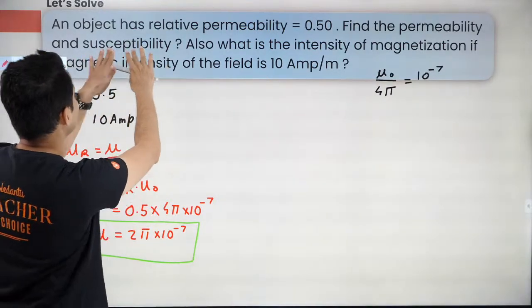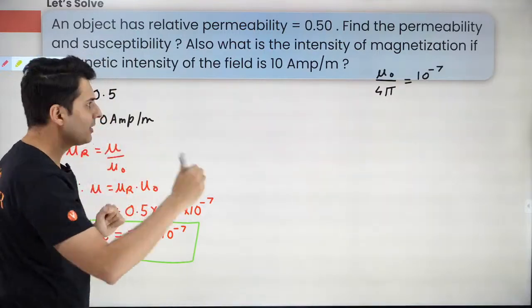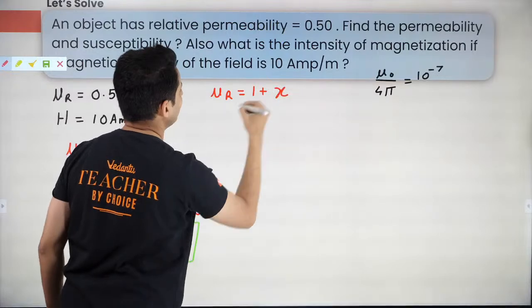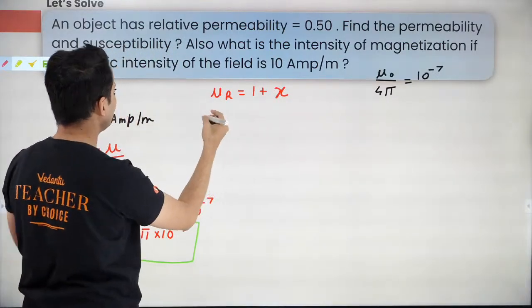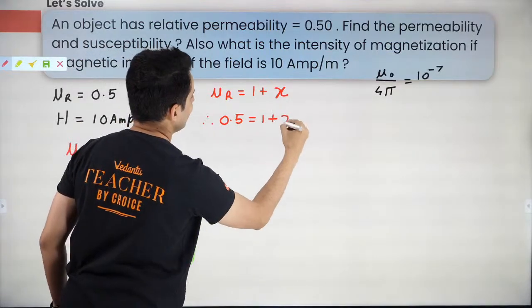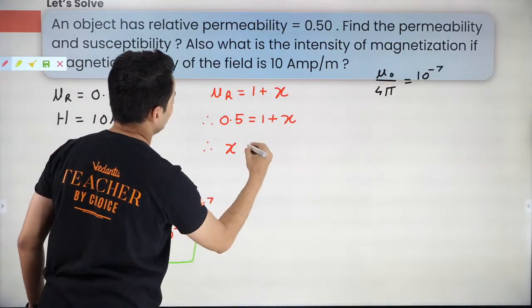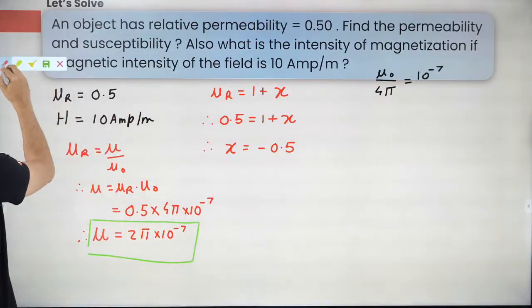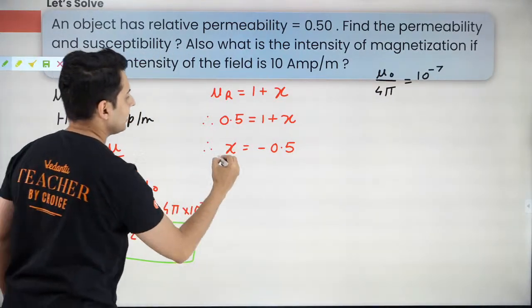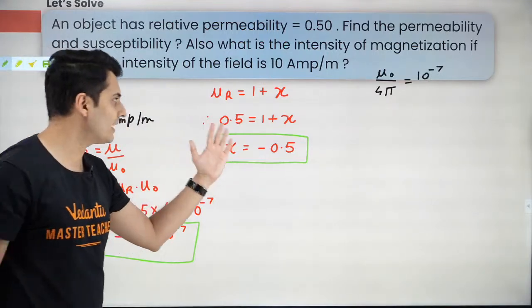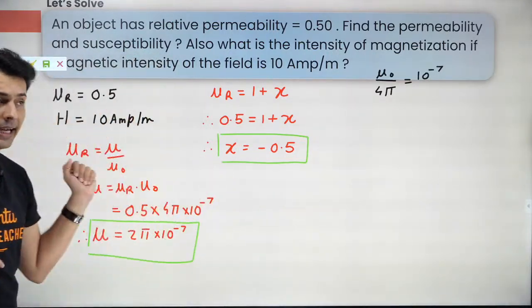Next, let's find out susceptibility. I think I just gave you the formula. Mu r is nothing but 1 plus susceptibility. Mu r is already known. It is nothing but 0.5. So obviously I can find the susceptibility. The susceptibility will be nothing but negative 0.5, guys. Check it out. The susceptibility will be negative 0.5. I hope this is clear. Okay, very good. I hope you guys are understanding this. Follow me carefully, you will get it.